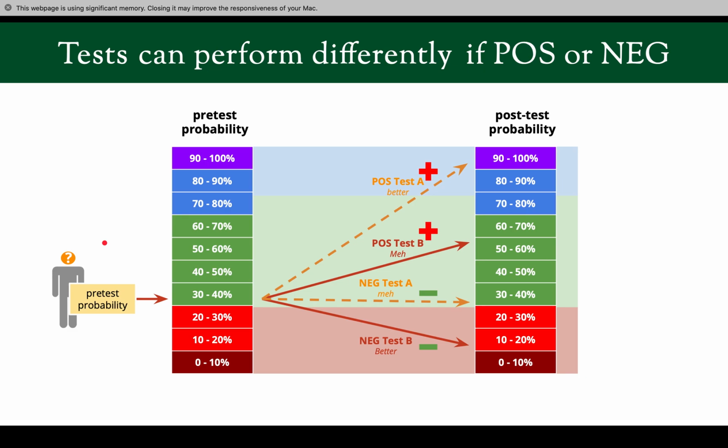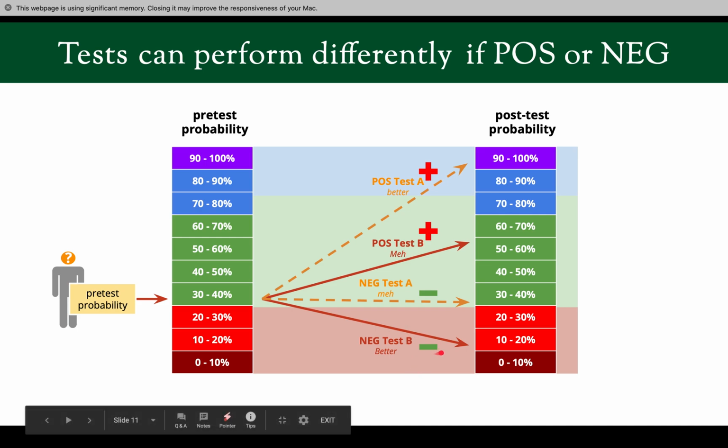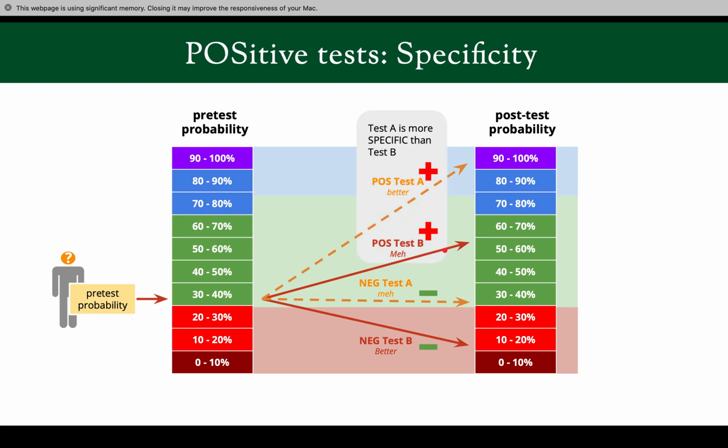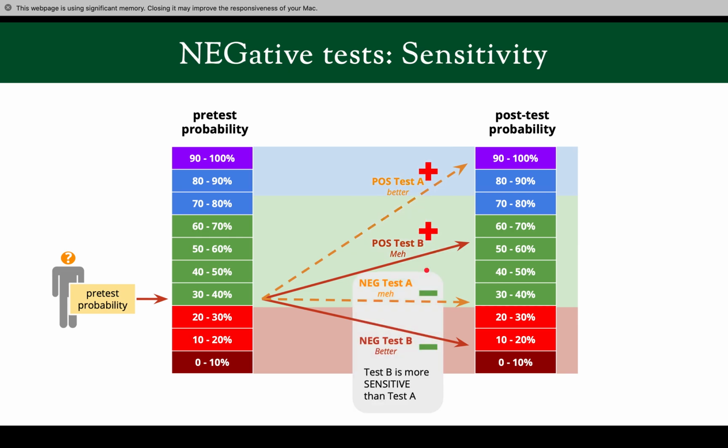And so a test can perform differently when it's positive and when it's negative. In this example we showed, test A here is orange with this dotted line, and we see that test A did really well when it's positive and not so hot when it was negative. And test B did the opposite. It performed really well when it was negative and not so well when it was positive. So we could say that test A is more specific than test B, and test B is more sensitive than test A.